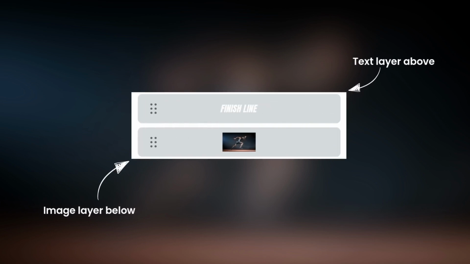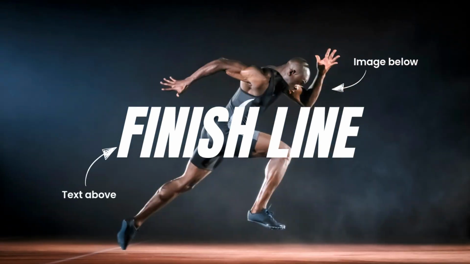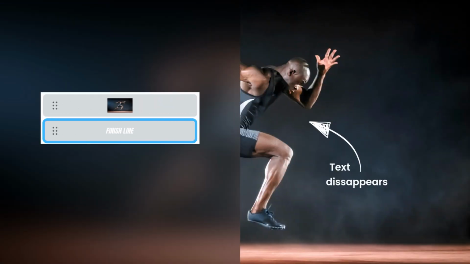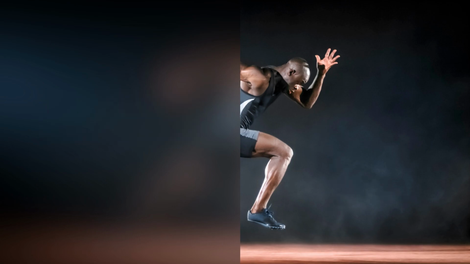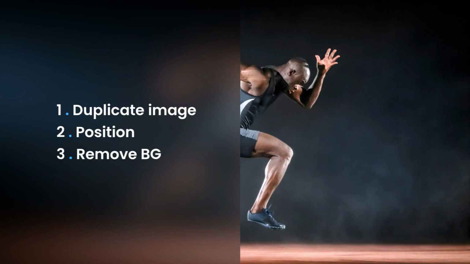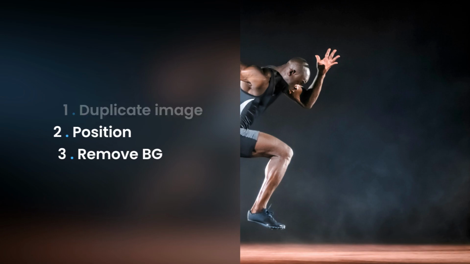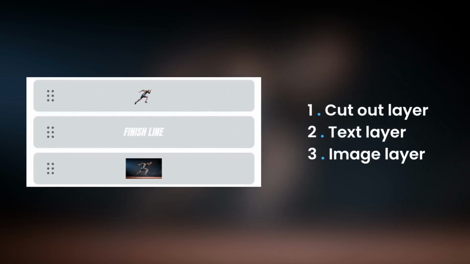We now have two layers, the layer of text and the image that's beneath the text. Right now the text is covering the athlete, but if we move it beneath the image, we cannot see it because of the background. So here's what we're going to do. We're going to duplicate the image, position it in the same place, and then remove the background of the image on top. This now means we have three layers.